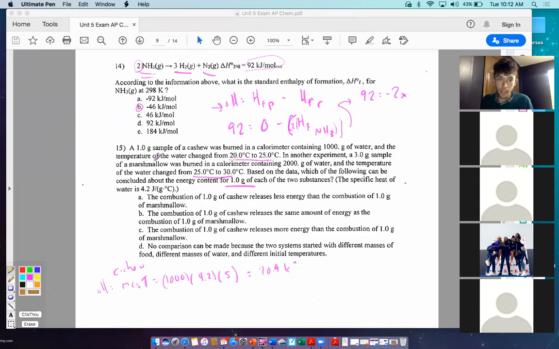Of 20.9 kilojoules, and that's for 1 gram of a cashew being burned. So if I divide that by 1 gram, I'll get kilojoules per gram. If I repeat that for the marshmallow, I can see that the marshmallow would have a delta H equals MC delta T. This time I used 2,000 grams of water, 4.2. I got the same temperature change of 5 degrees, 25 to 30.